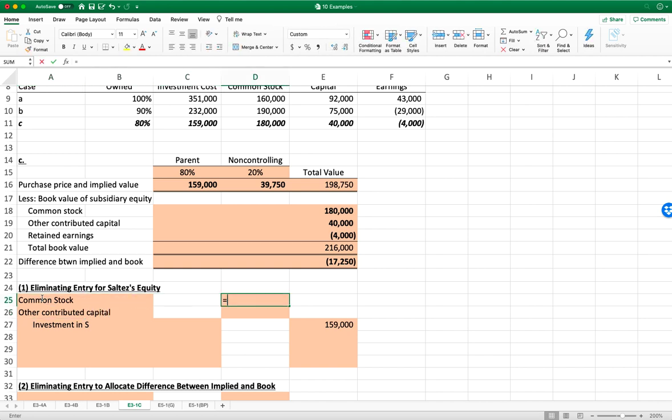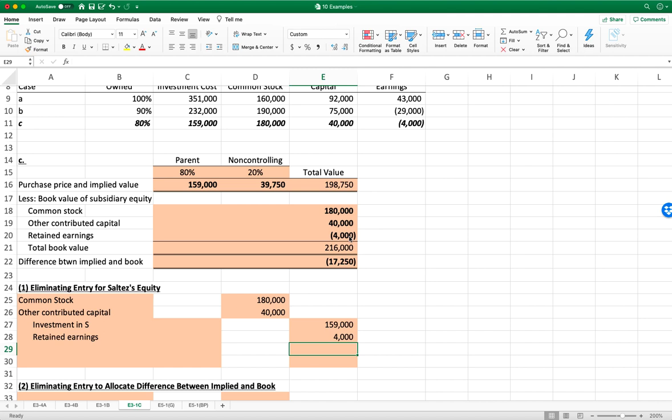Common stock had a balance of $180,000 on the date of acquisition. Other contributed capital had a balance of $40,000 as of the date of acquisition. And then retained earnings had a debit balance, so to get rid of that one, we are going to credit. That one on the date of acquisition was $4,000, so we're going to credit $4,000. So now we got rid of our investment in S, and we got rid of our subsidiary equity.